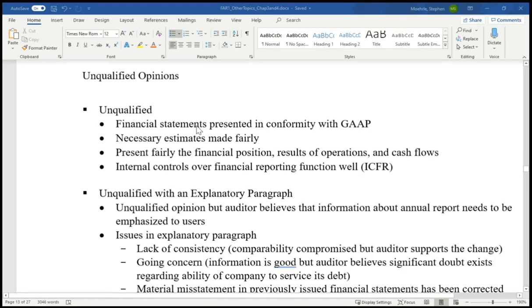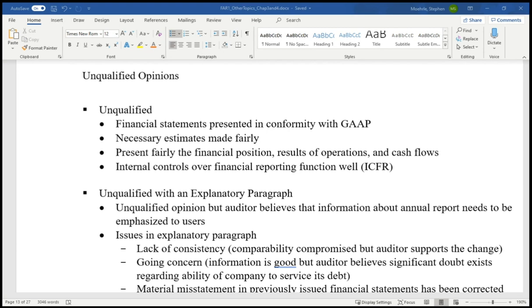Unqualified opinions. Unqualified means that if an unqualified opinion is rendered, that opinion is saying that indeed the financial statements are presented in conformity with generally accepted accounting principles. When the company needed to make an estimate, they made it fairly. Thus, the financial statements as a whole present fairly the financial position, the results of operations, and the cash flows of the company. Also, the internal controls over financial reporting are functioning well.